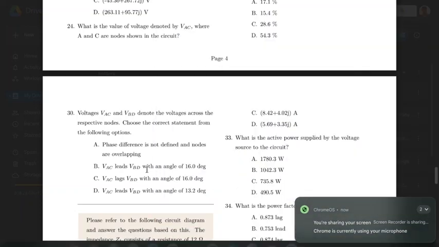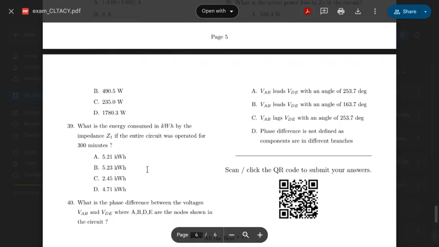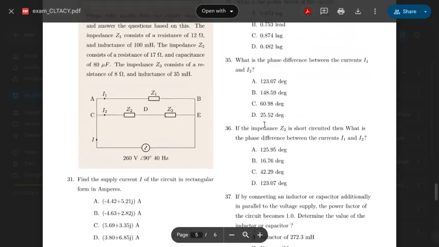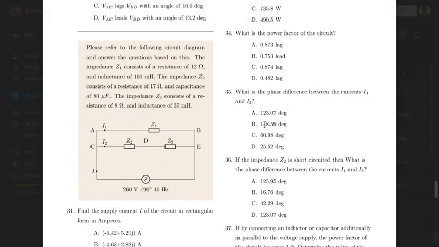Okay, so I think even question number 40 here is something similar. So I will not solve the entire question, but I'll just tell you the concept actually.